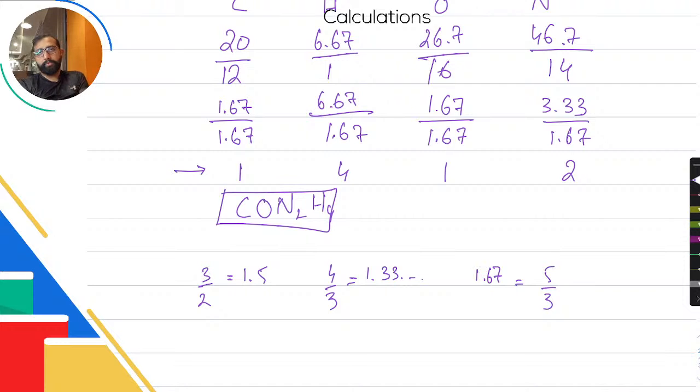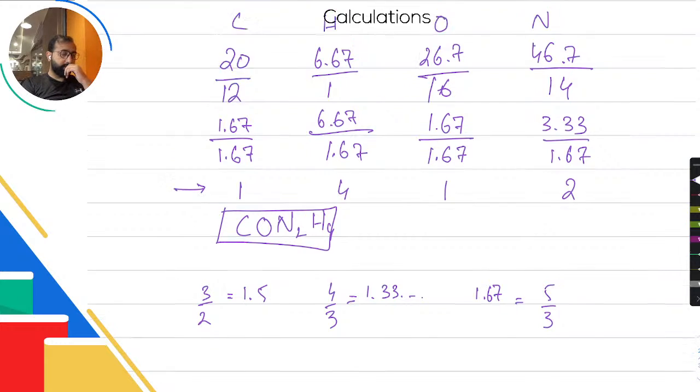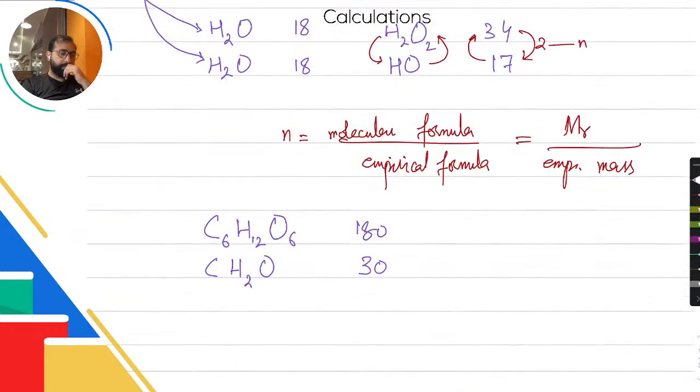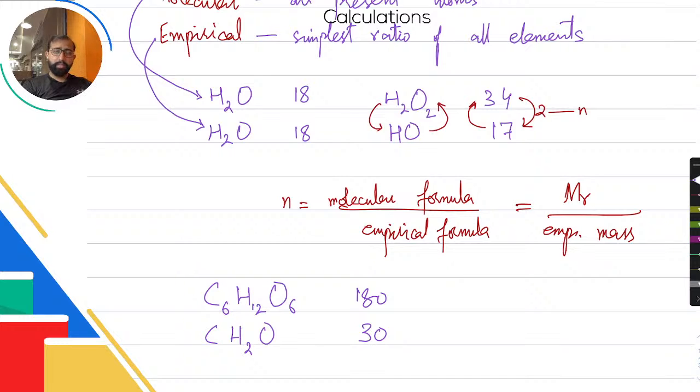Okay, so I know the empirical formula. Can I still figure out the molecular formula? Of course. How? Let's go back to where we started. We said molecular mass divided by empirical mass gives me the number n. And that same n is, for example, in the case of glucose, 6 multiplied by 30 is 180. 6 multiplied by CH2O is C6H12O6.